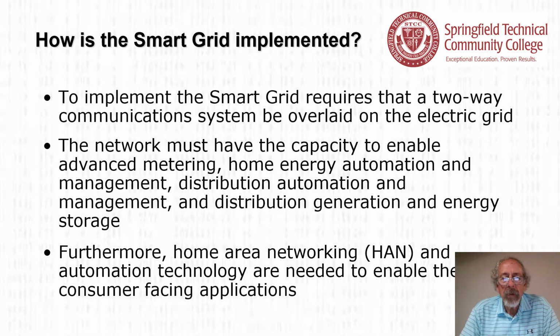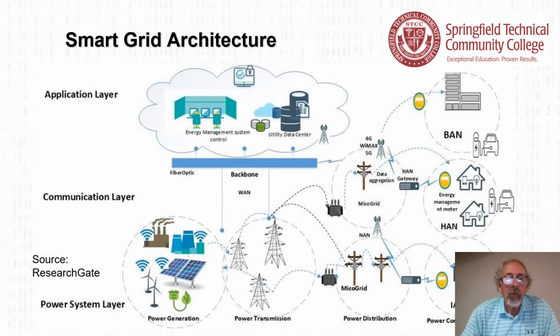So how's the smart grid implemented? To implement the smart grid requires that a two-way communication system be overlaid on the electric grid. The network must have the capacity to enable advanced metering, home energy automation and management, distribution automation and management, and distribution generation and energy storage. Furthermore, a home area network, or HAN, and automation technology are needed to enable the consumer-facing applications. That would be your refrigerator, your oven, things of that nature, hot water heater.